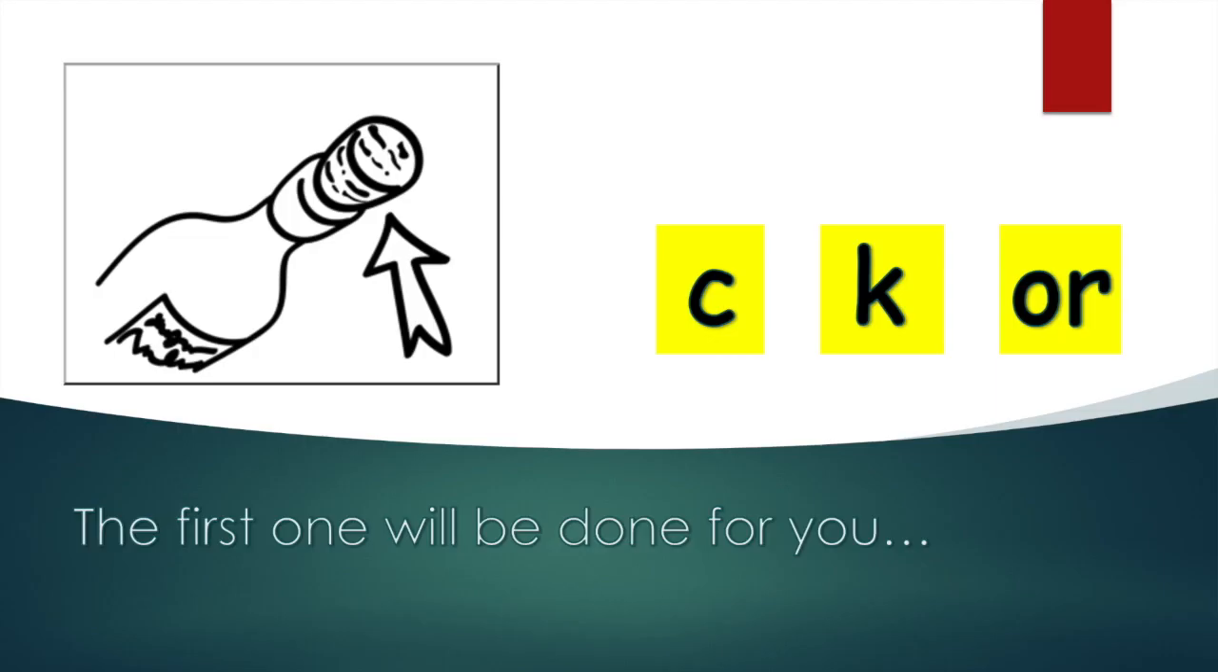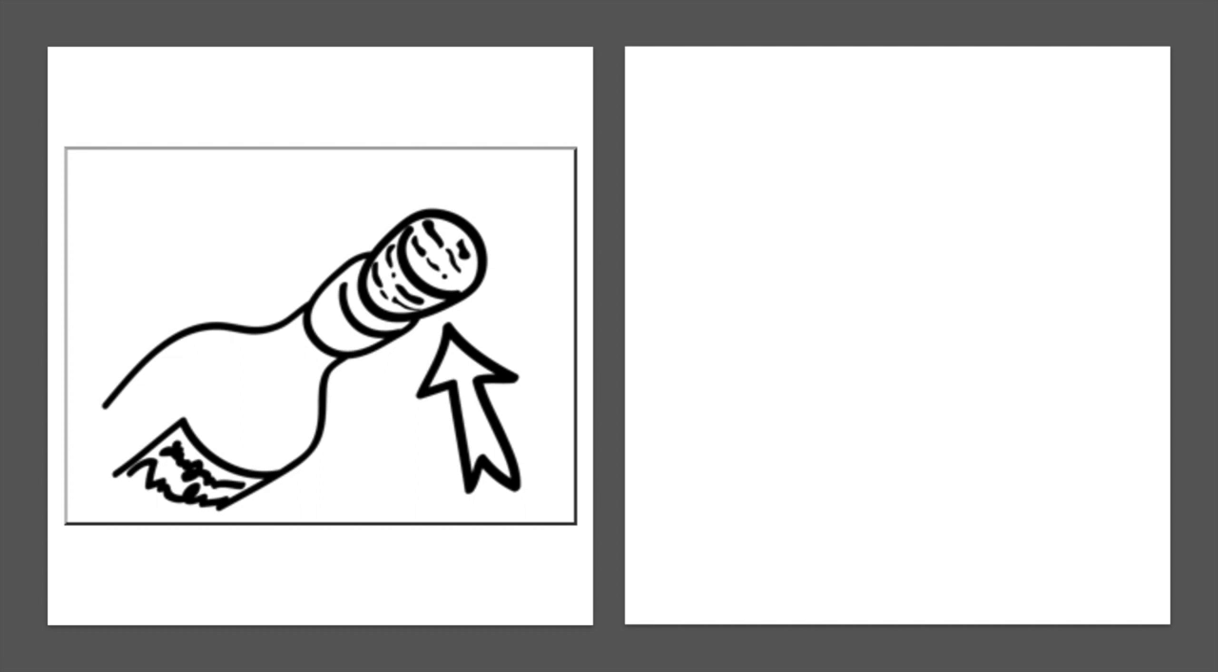All you have to do is unscramble the letters to form the correct spelling word. And the first one will be done for you. So, here we go. The first word is cork.